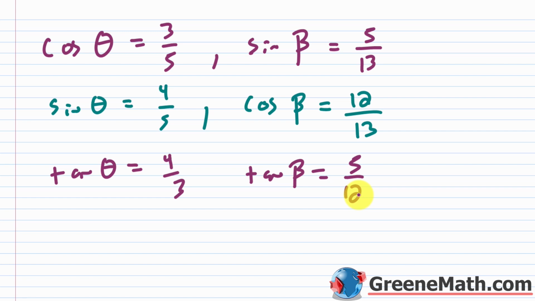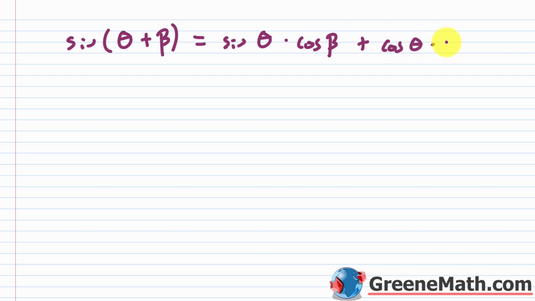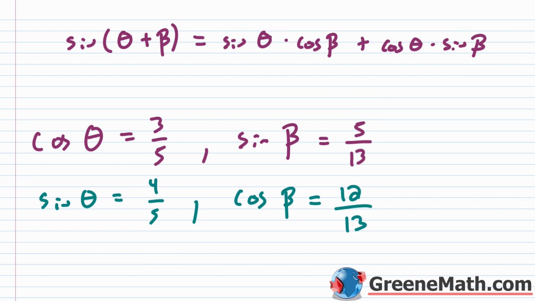Let's start off with the sine of theta plus beta. Again, use your formula. So it's the sine of theta times the cosine of beta, plus your cosine of theta times your sine of beta. Let's paste these in here so we don't have to try to remember.